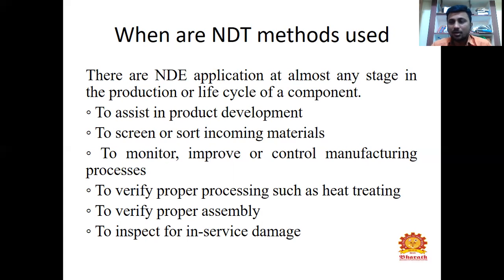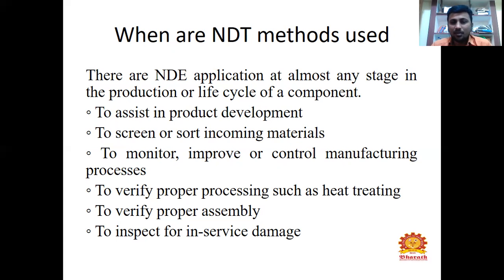So if there is a shortage in raw material, we can find that because of the use of NDE methods. And I continuously monitor the controlled manufacturing system. Nowadays everything is related to automation, so in that period of time, we can find the use of NDE methods.